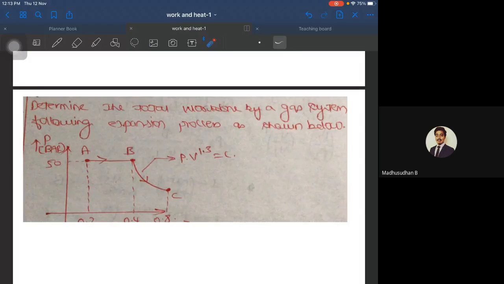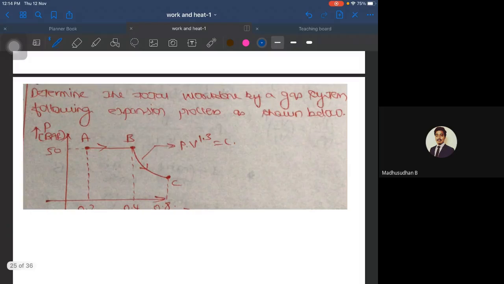Now, I have to judge two processes here, right? So this is one process, A to B. Which process is from A to B? Can you just say? Excellent. Isobaric. Isobaric process. Isochoric? Sorry, sir, isobaric. Isobaric process from A to B.